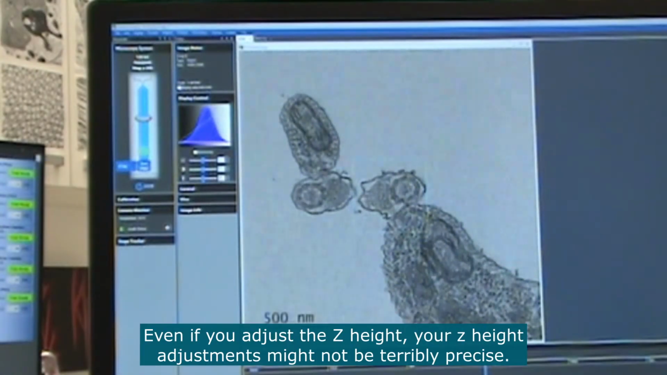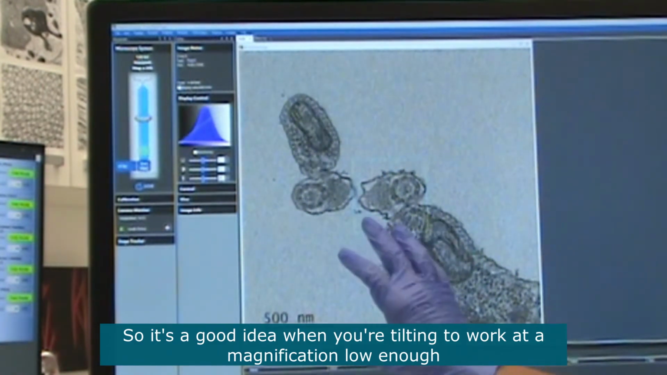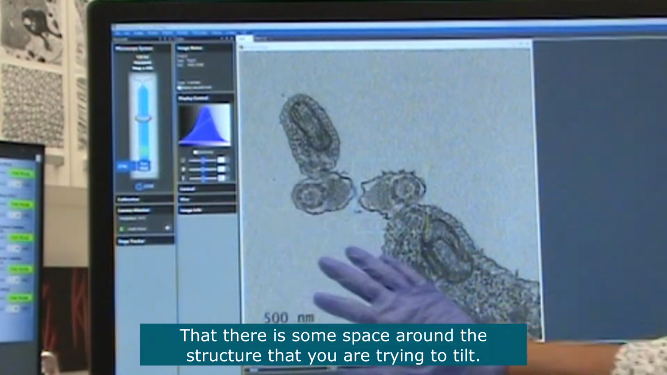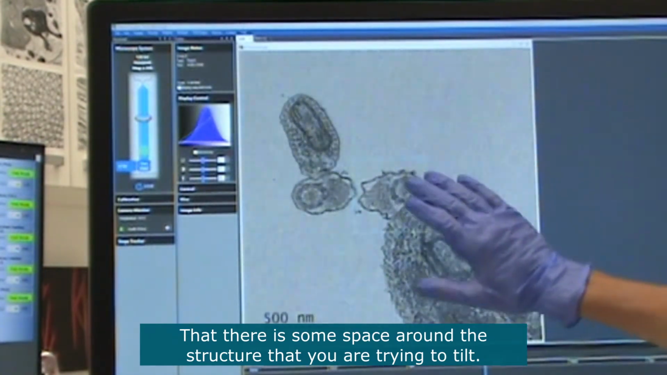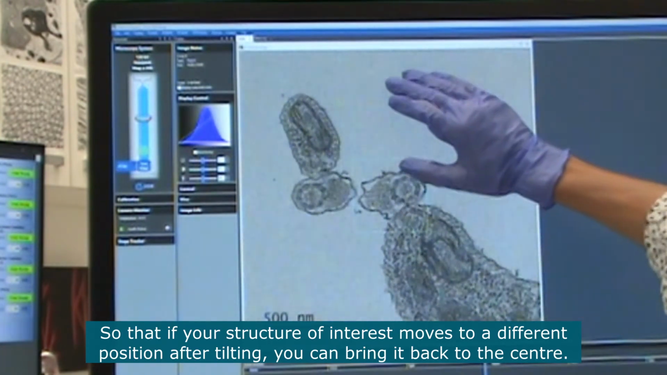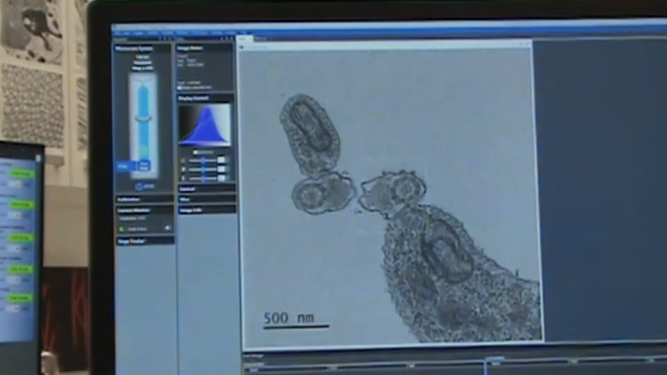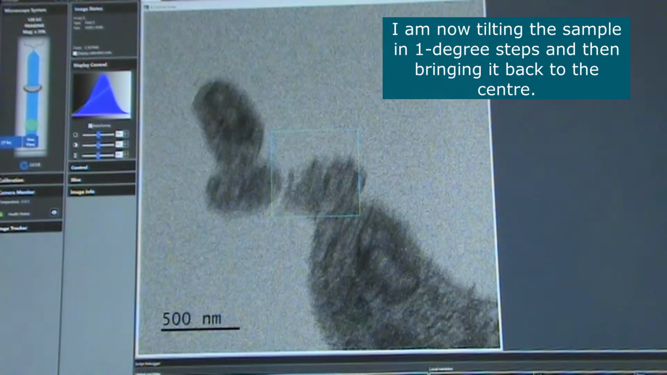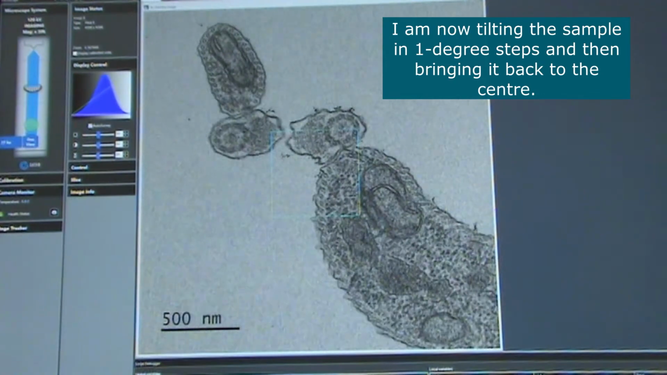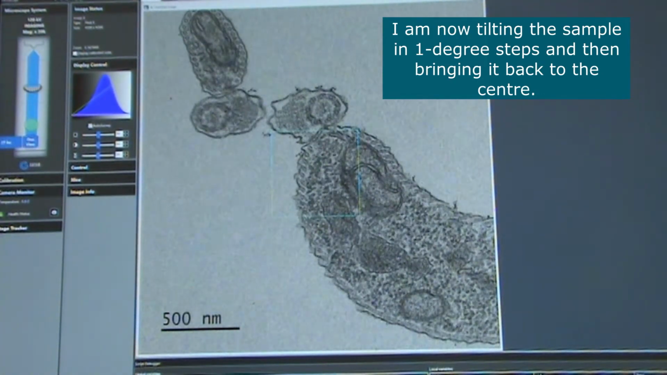Even if you adjust the Z height, your Z height adjustments might not be terribly precise, so it's a good idea when you're tilting to work at a magnification low enough that you can see a good area around the structure that you're trying to tilt, so that if this structure moves to a different position after tilting, you can bring it back to the center. I am now tilting my sample in 1 degree steps and bringing it back to the center.